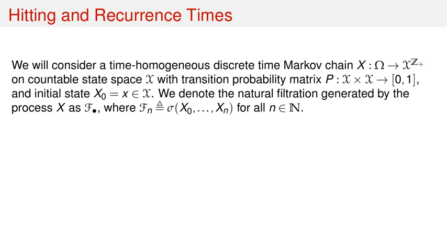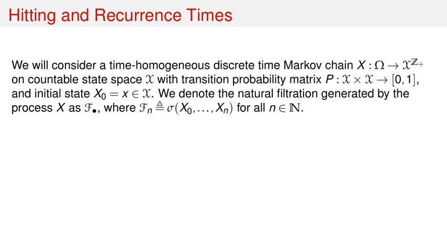Now let's talk about hitting and recurrence times. We will consider a time homogeneous discrete time Markov chain X mapping from Ω to 𝒳^(ℤ+) on a countable state space 𝒳 with transition probability matrix P mapping from 𝒳×𝒳 to the closed interval [0,1] and initial state X₀ = x in 𝒳.